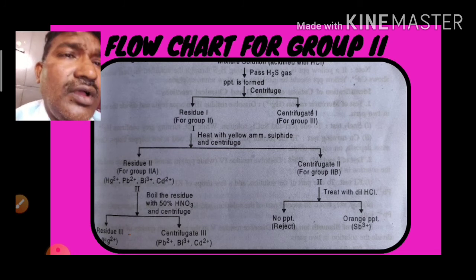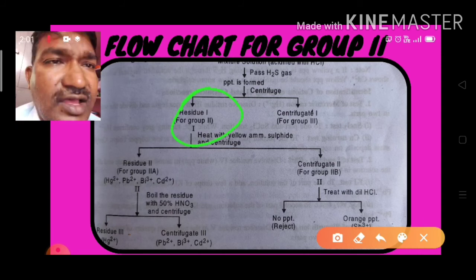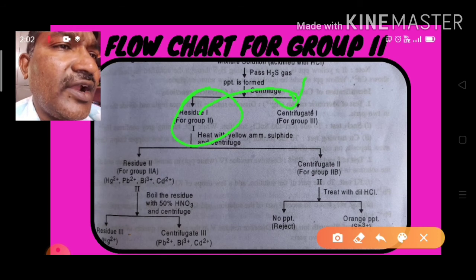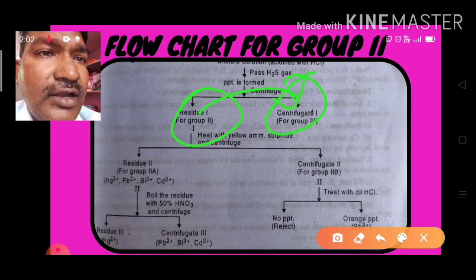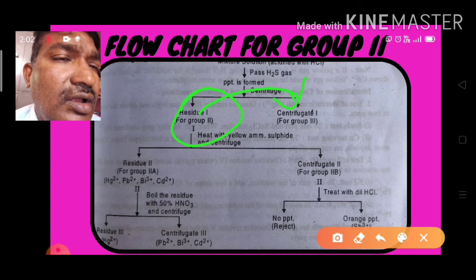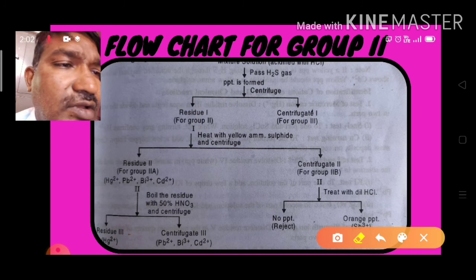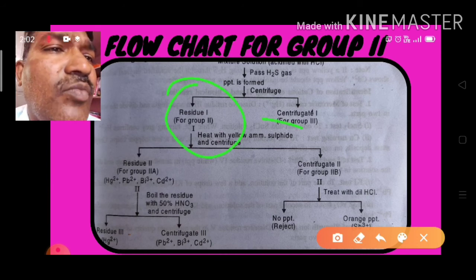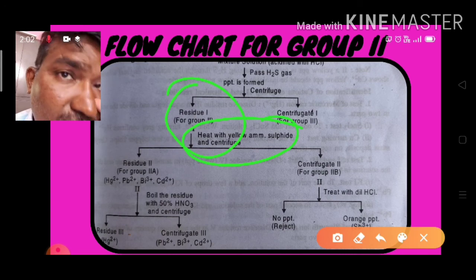So already we have studied which cations have which color, no? So if we get the precipitate, we centrifuge and separate the residue, and take the filtrate or centrifugate for the other group analysis, and that residue should be dissolved in the yellow ammonium sulfide. So after centrifuging, we take the precipitate and add the yellow ammonium sulfide. Okay?